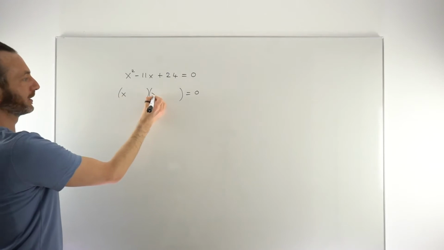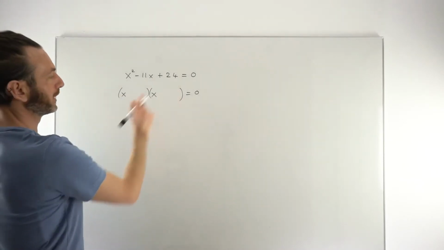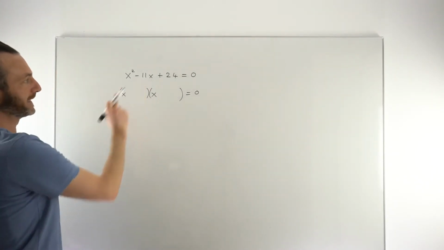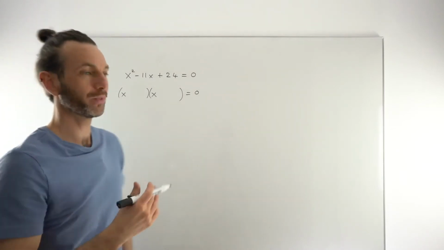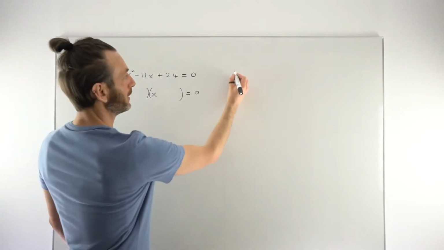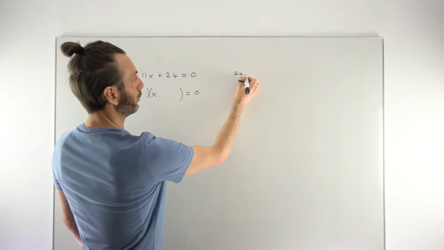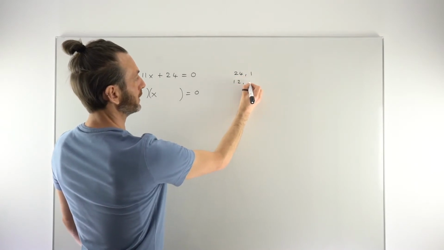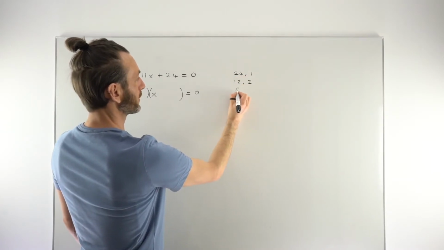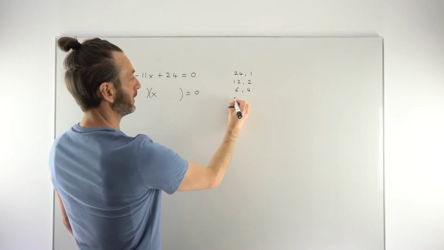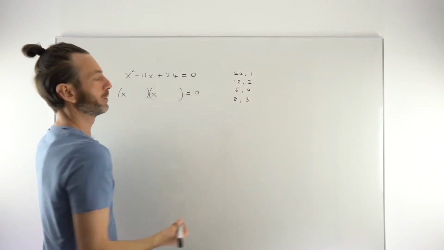So we need an x and an x, and then we need two numbers that multiply to make 24 and combine to make negative 11. So thinking about the factors of 24, it could be 24 and a 1, it could be a 12 and a 2, it could be a 6 and a 4, or it could be an 8 and a 3. Those are the possible combinations.